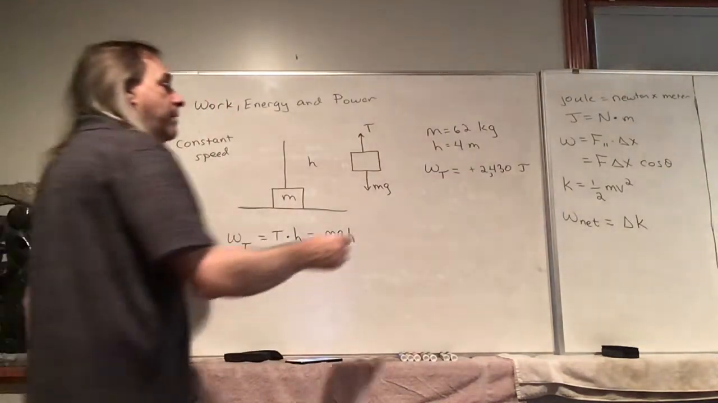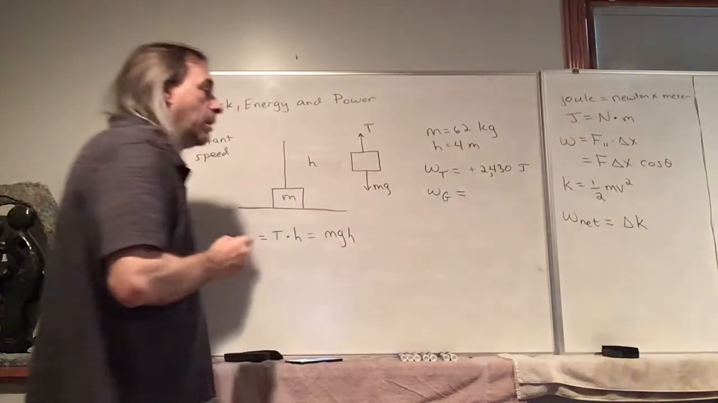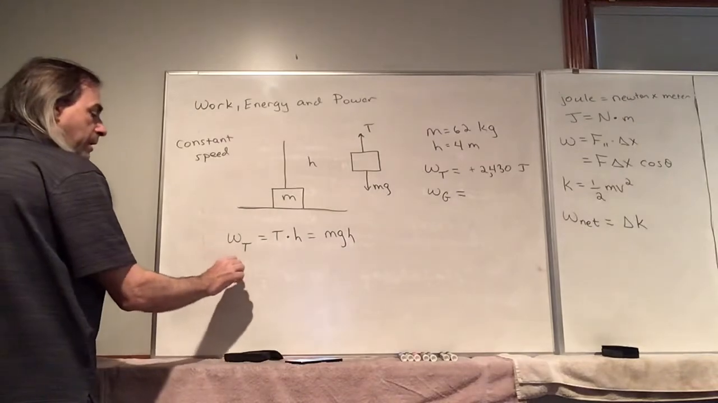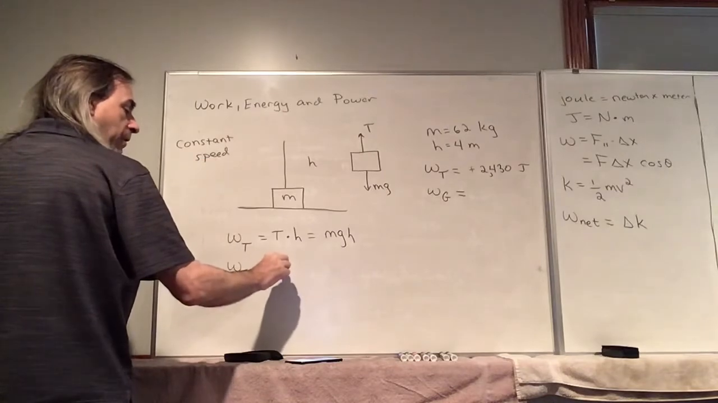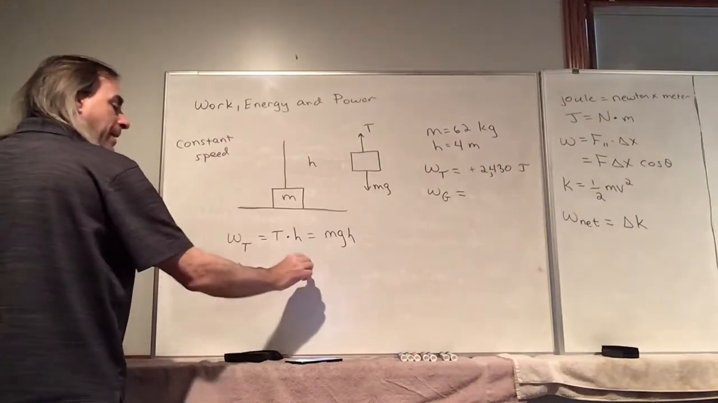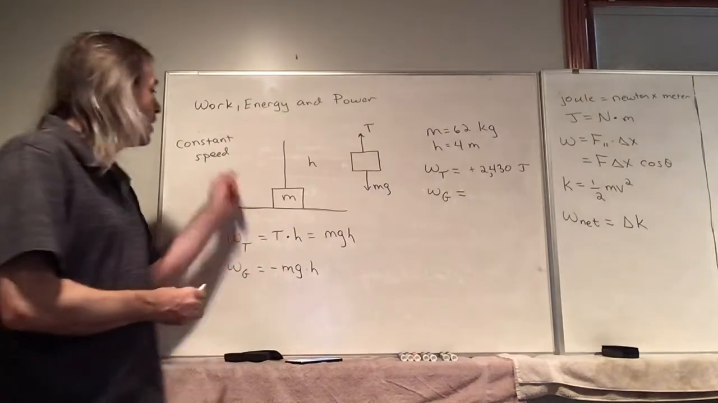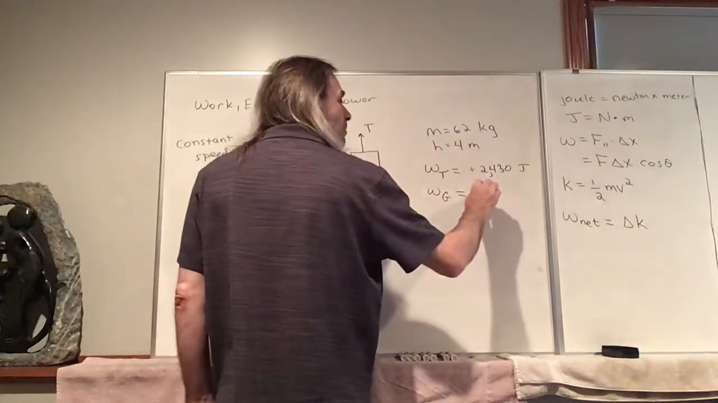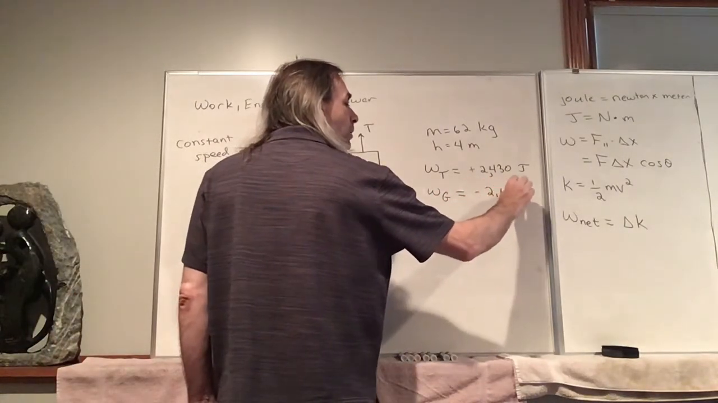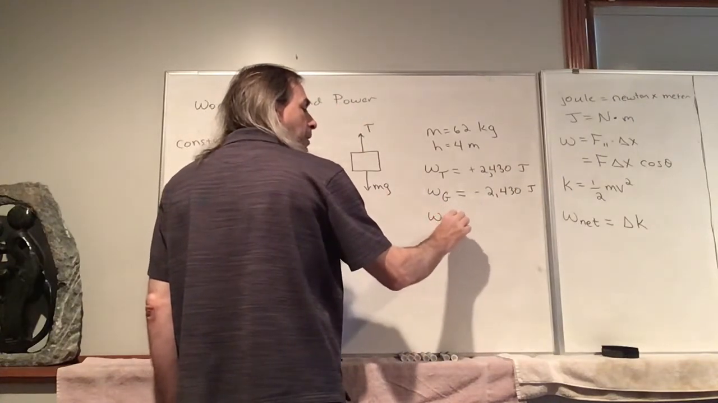Now we can also calculate the work done by gravity. Because the displacement is up and the force of gravity is down, we have a minus sign in front. However, the magnitude here is the same, because we're lifting at a constant speed, so the net force is 0. So the work done by gravity is minus 2,430 joules. And then the net work done is 0.